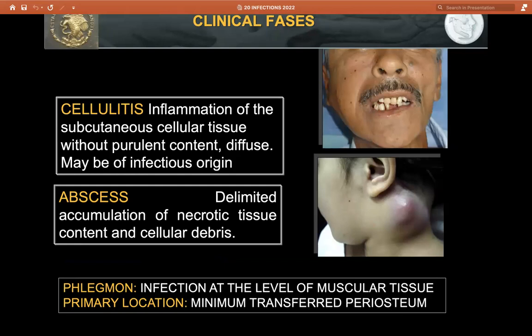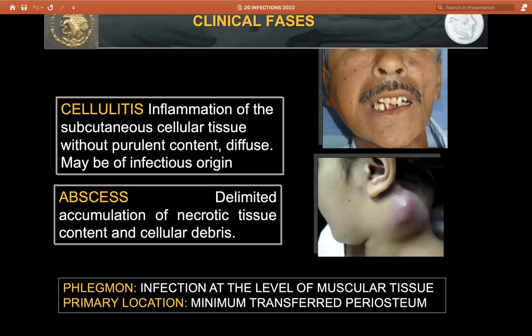Now, when time passes, we have the abscess, which is a limited accumulation of necrotic tissue content and cellular debris. So we have the bacteria that have been there causing the infection, plus the cells that are dealing with the infection too. Those cells also die, and the tissue surrounding the infection dies as well. So that is what the pus of an infection is about.